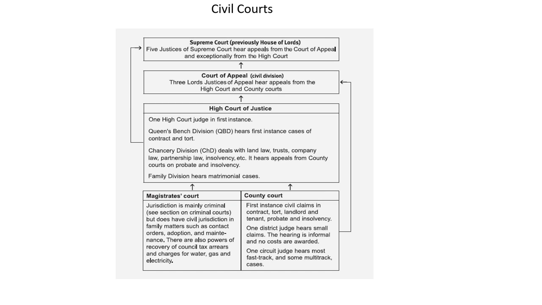And then there are a total of three divisions in the High Court in civil courts. Queen Bench Division hears first instance cases of contract and tort. So all cases related to contract and tort will be heard by Queen Bench Division. Similarly, Chancery Division deals with all the other cases that are not related to contract and tort and that are also not related to any family cases. So all the cases that are not related to contract, tort, or family matters are being heard by the Chancery Division. So Chancery Division deals with the land law, trust, company law, partnership law, insolvency, etc. It hears appeal from County Court on probate and insolvency.